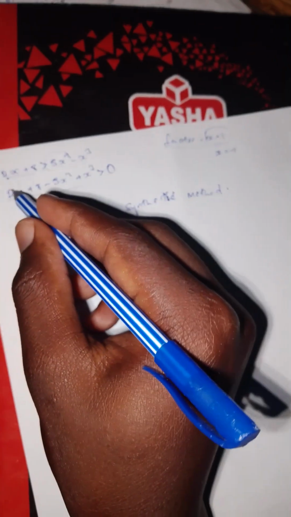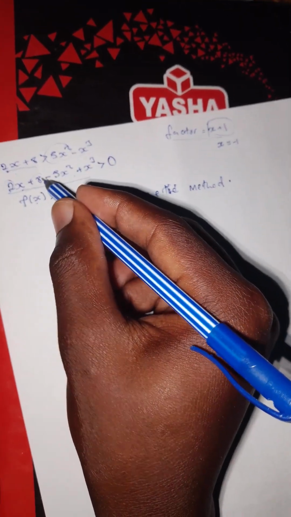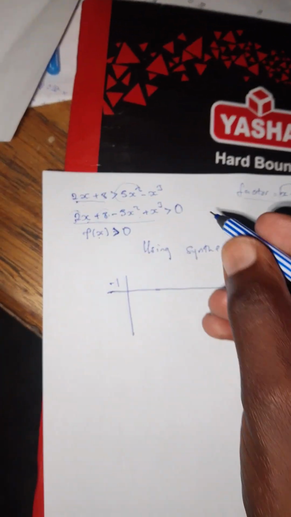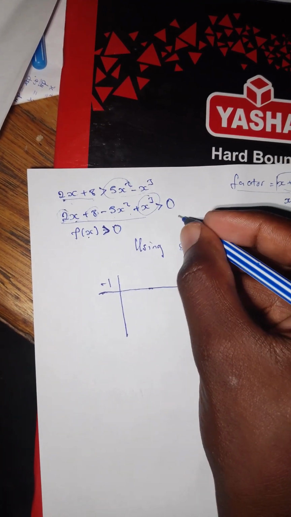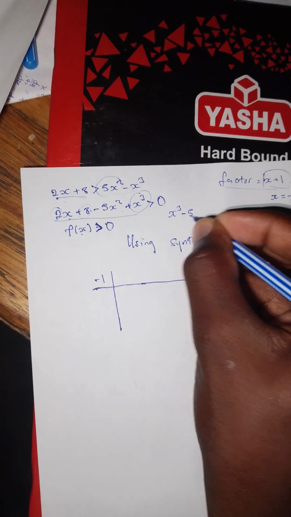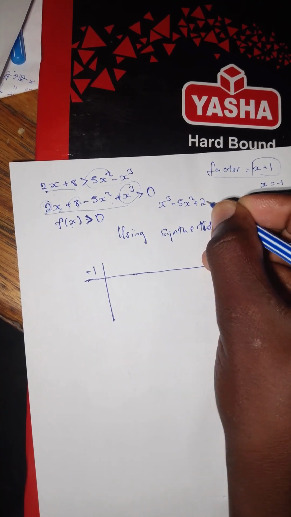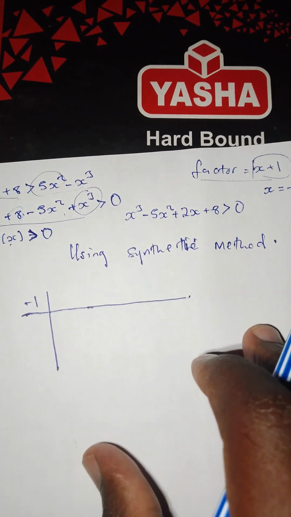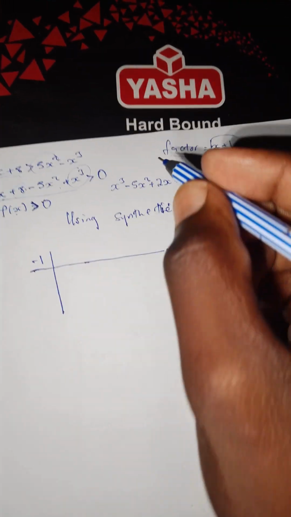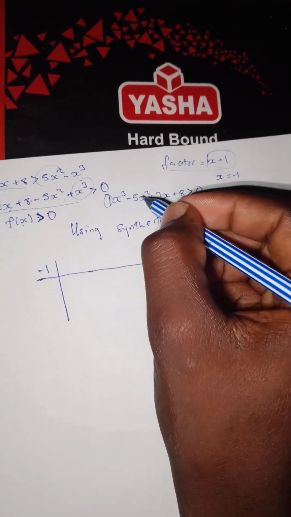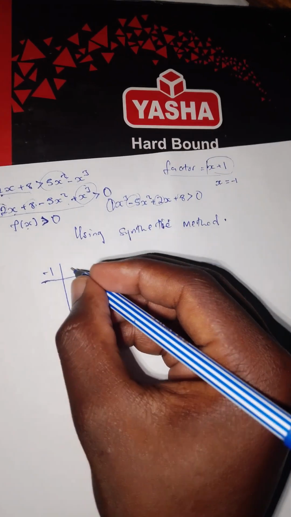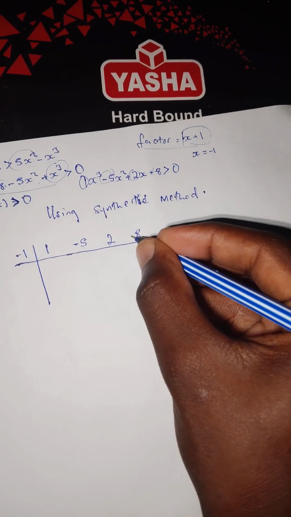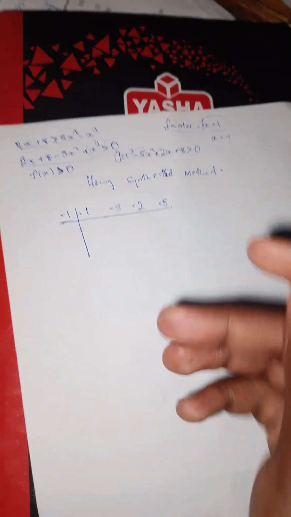Here you only take the coefficients. So let's arrange this in the way a cubic function should be arranged, starting with the highest power: x cubed minus 5x squared plus 2x plus 8 greater than 0. We've rearranged. Now we are going to pick the coefficients: 1 there, -5 there, 2 there, and +8.